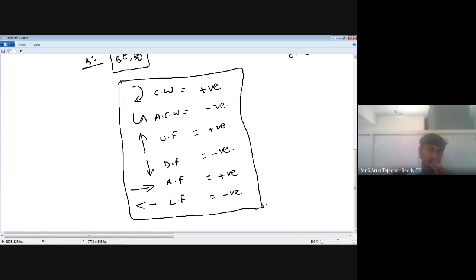I will give one question. In that question, how many forces are acting in clockwise directions? How many forces are acting in anti-clockwise directions? And one more question: how many forces are going upward and how many going downward? And how many forces are acting towards the right side and how many towards the left side? These are the important points. Without these imagined directions, we can't do this type of problem.